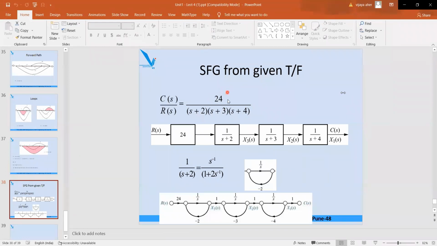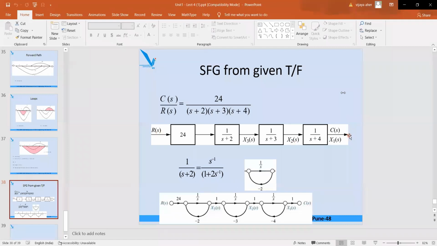So how many blocks are there? The first one is a constant. Constant is also a transfer function. Okay. So how many blocks are used? 4 blocks are used. First block with transfer function 24. Second block with transfer function 1 divided by S plus 2. Third block with transfer function 1 divided by S plus 3. This is the transfer function of this block. Then the last one is 1 divided by S plus 4. This is the transfer function of this block. Okay. Input is R of S. Output is C of S.